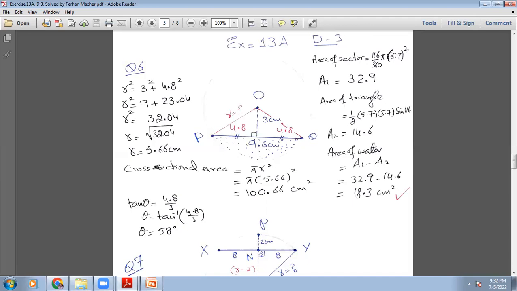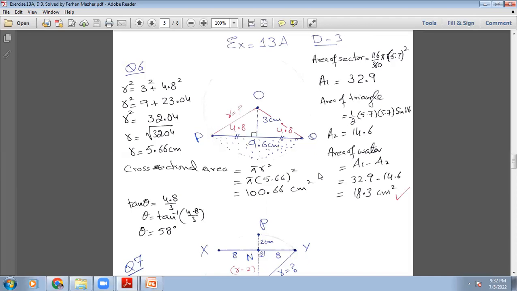Then I will find the area of this triangle. I know this side, I know this side. I know the angle is 116 between these two sides. So you can find the area of this triangle OPQ. The formula is 1 by 2 AB sine theta. So it will be 1 by 2 into 5.7 into 5.7 into sine of 116. And the area will be 14.6.